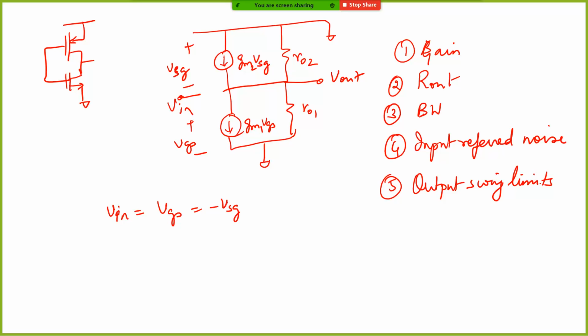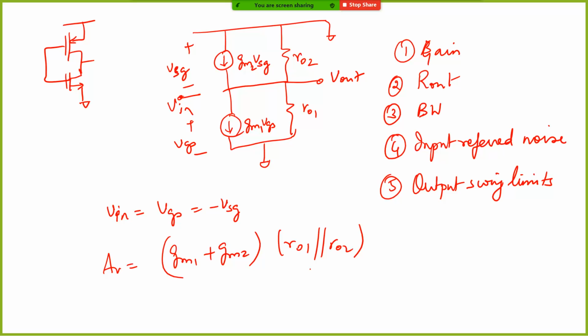What you would see is the final result will look something like this. You have (gm1 plus gm2) times (r01 parallel r02). And Rout is nothing but r01 parallel r02. It is easy to see.